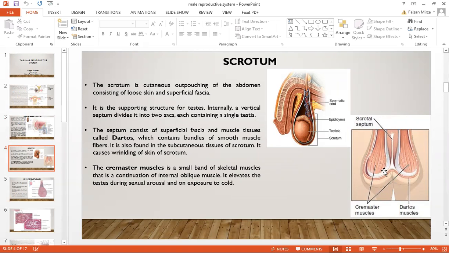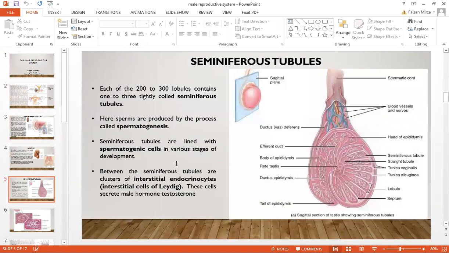There are two kinds of muscle, the cremaster muscle and the dartos muscle. The cremaster muscle is basically a small bundle of skeletal muscle which is in continuation with the internal oblique muscle. It elevates the testes during sexual arousal or exposure to cold, so it pulls the testes up towards the body. The dartos muscle is basically smooth muscle fibers. It causes the wrinkling of the skin of the scrotum.